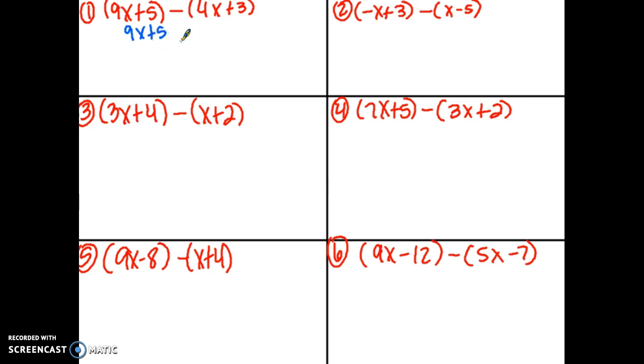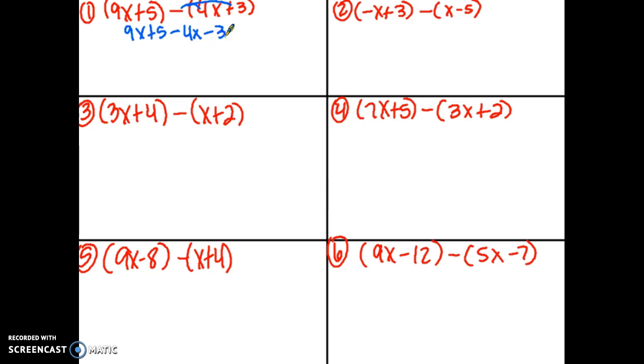Here is where subtracting is different from adding. That minus sign in between the two expressions means that you're going to take the opposite of everything inside that second set of parentheses. So the opposite of 4x is negative 4x, so minus 4x. And the opposite of adding 3 is subtracting 3.